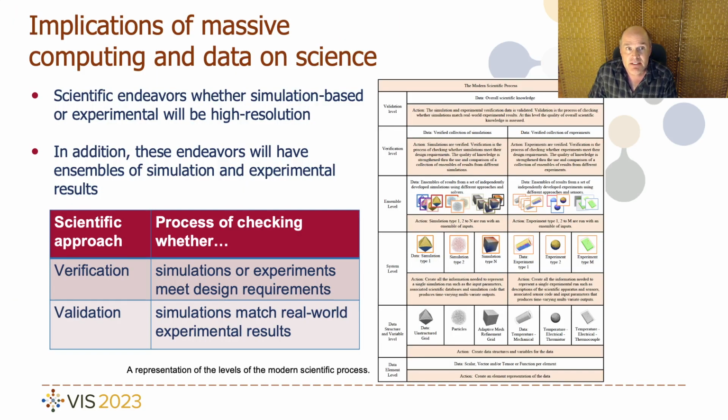The implication of this massive computing and data on science is that science endeavors, whether simulation-based or experimental, will be high resolution. And in addition, these endeavors will have ensembles of simulations and experimental results. And this is really good for the scientific method because we will have lots of evidence from multiple simulations and multiple experiments that will tell us about our scientific knowledge.